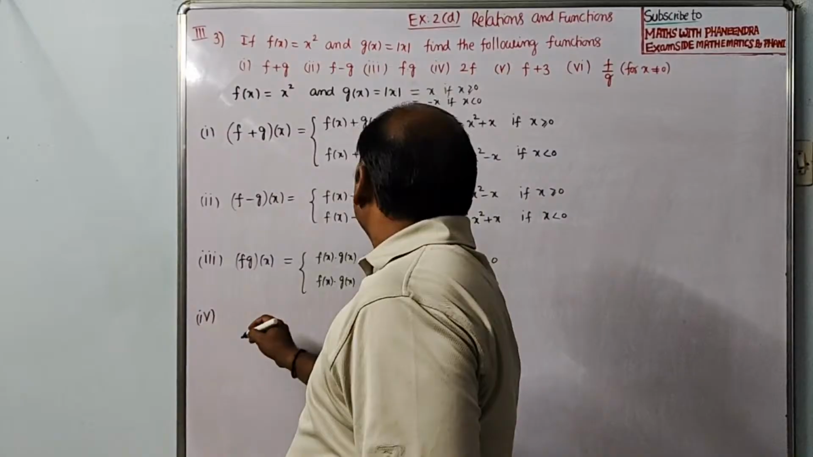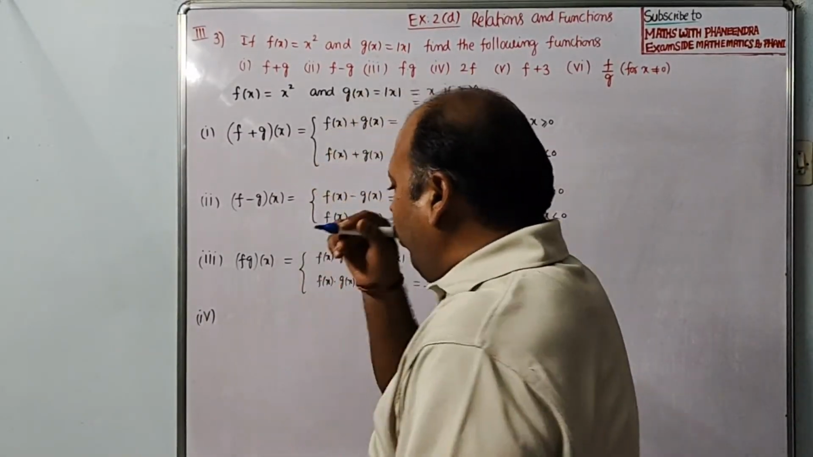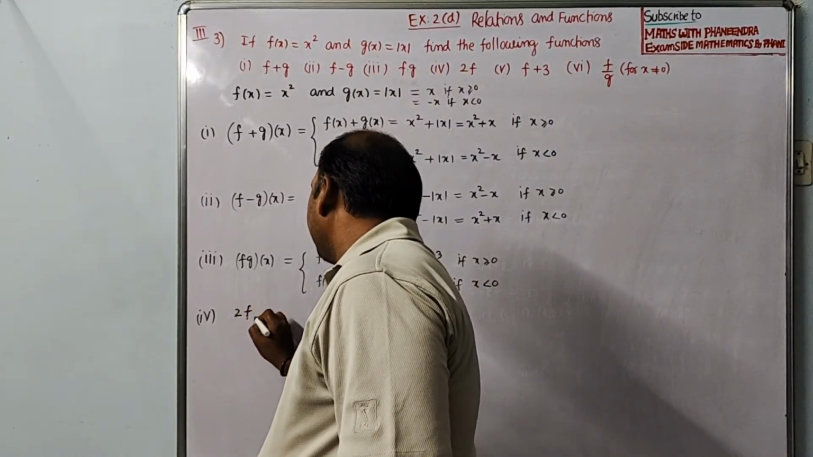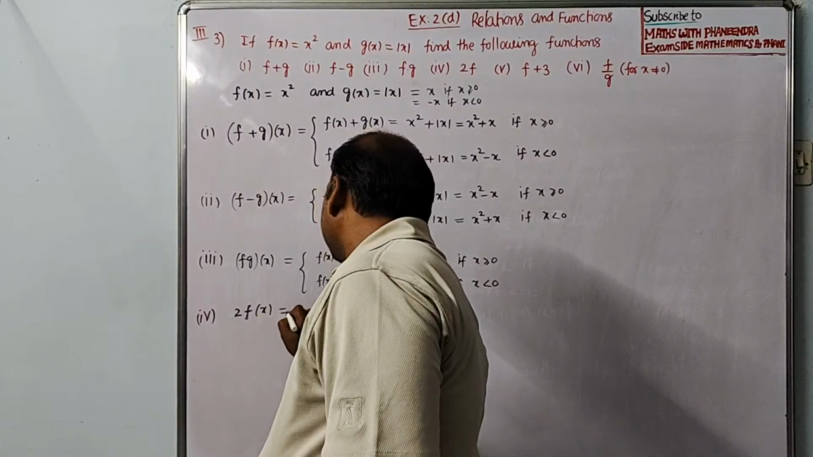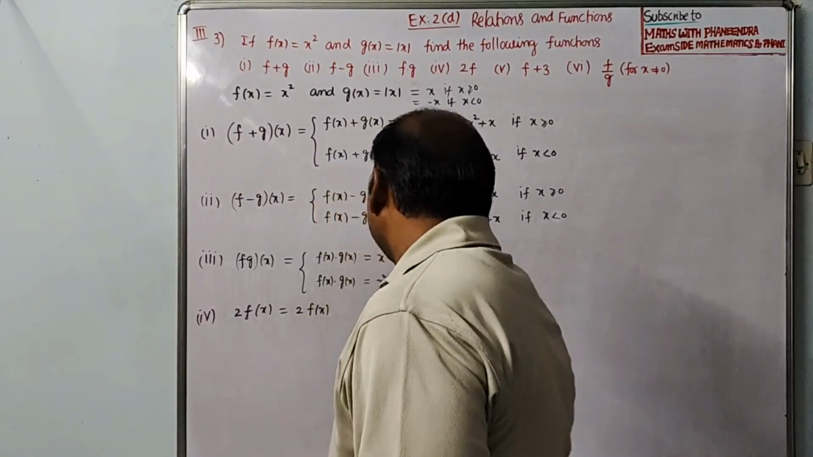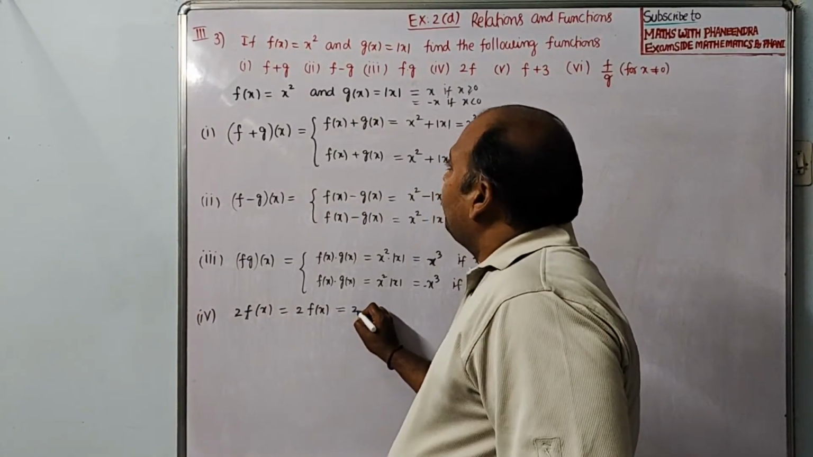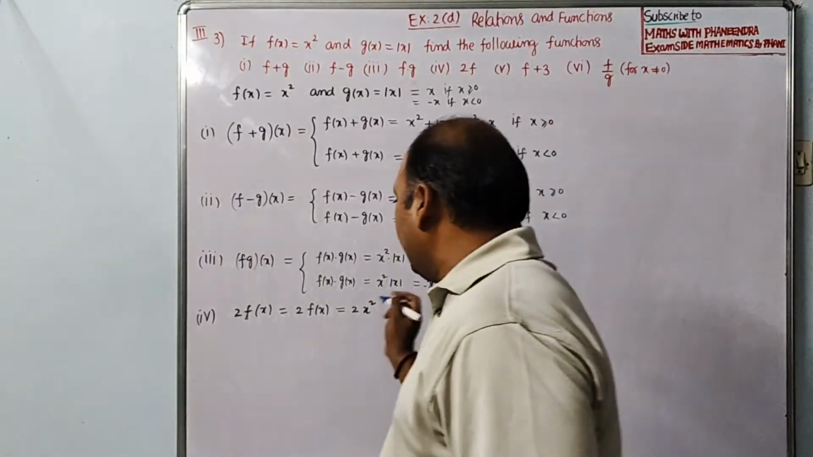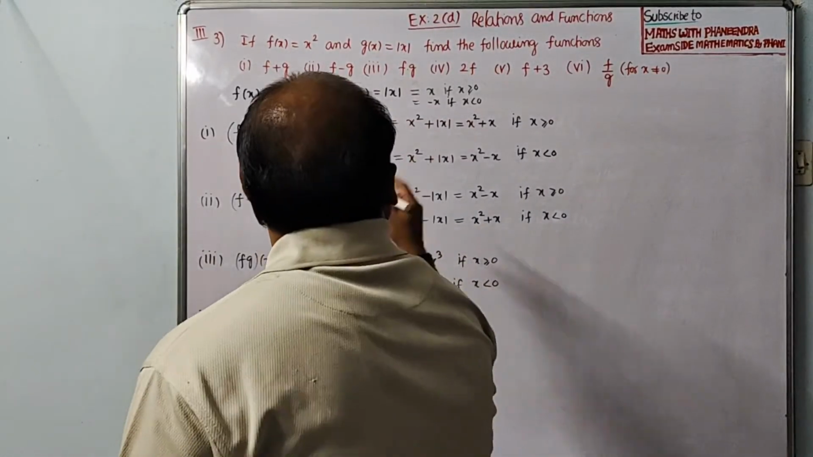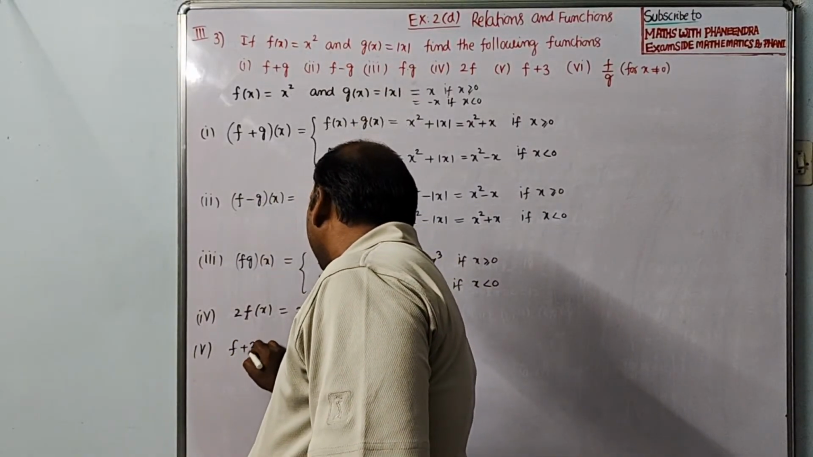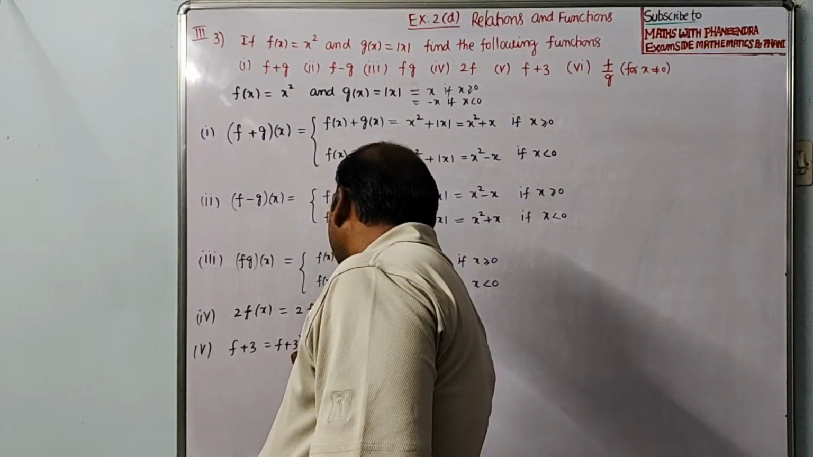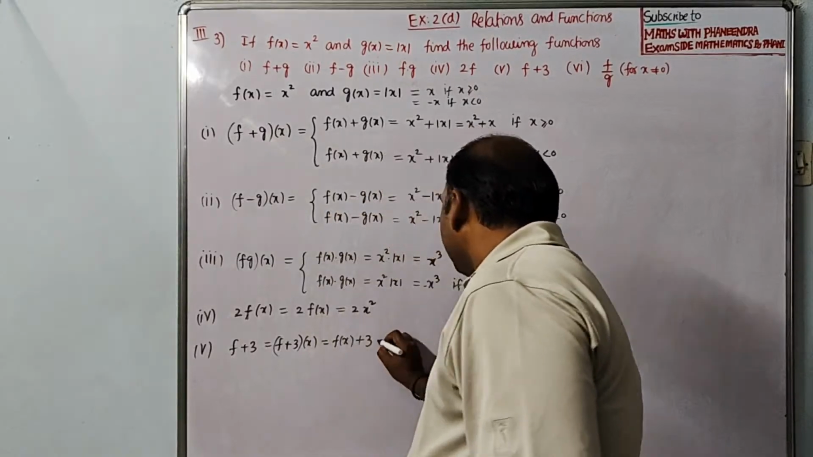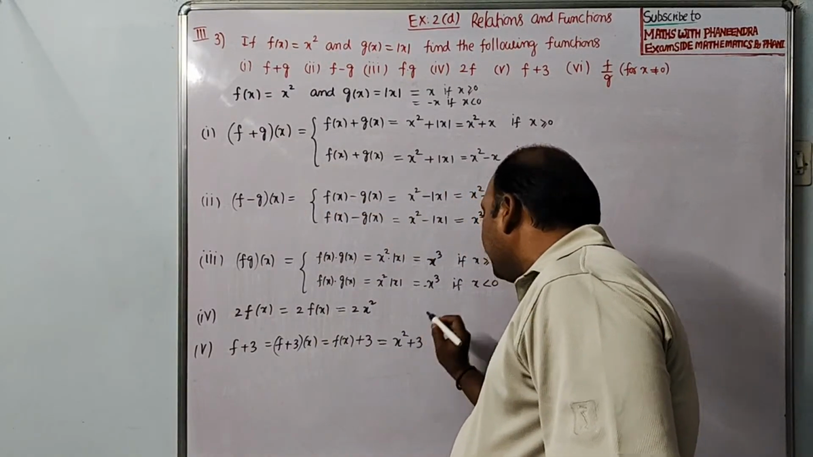Next, 2f. Sorry, dear friends. 2f means 2 of x, 2 into f of x. So 2 into f of x value is x squared. There is no question of plus or minus arising here. Leave it like this. Next, fifth one, f plus 3. That means f plus 3 of x, so f of x plus 3, which is equal to x squared plus 3.